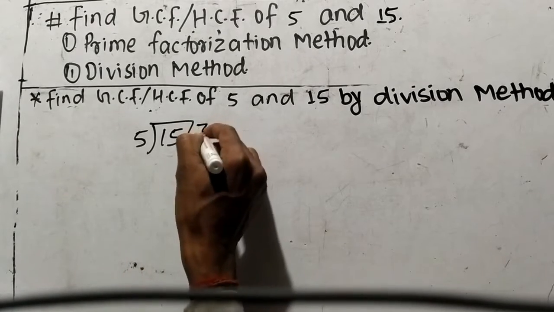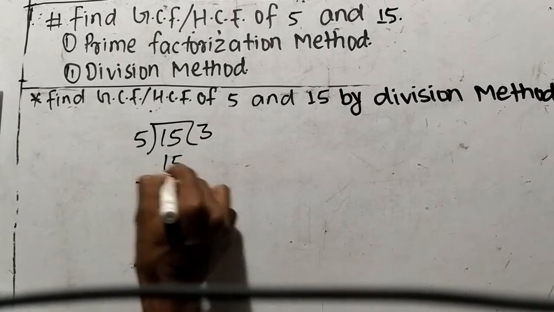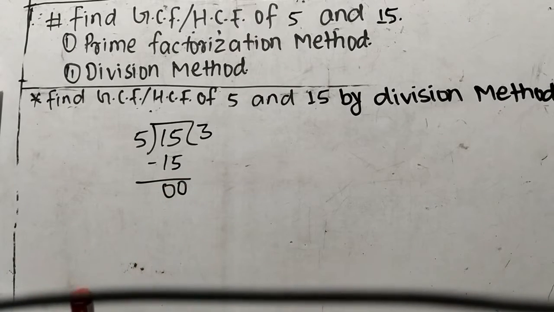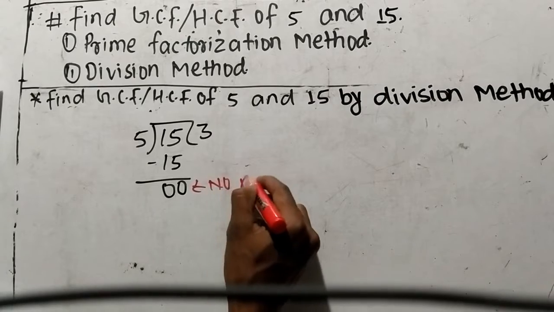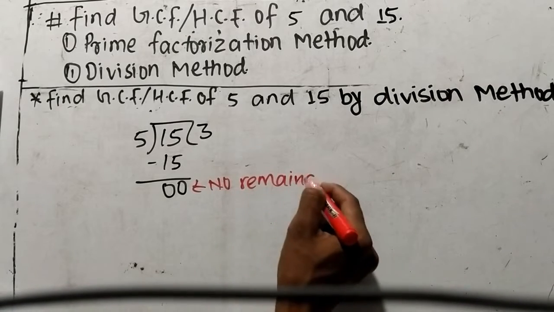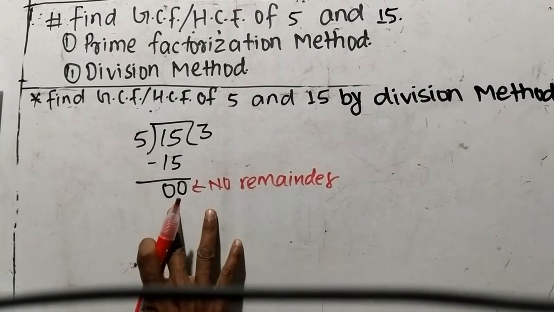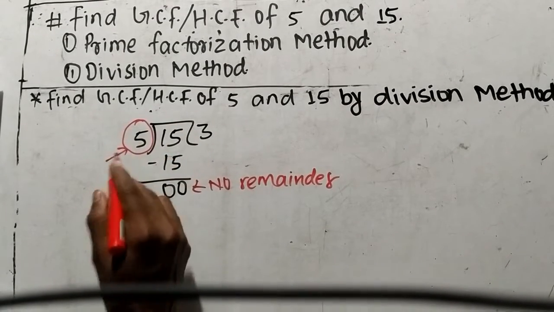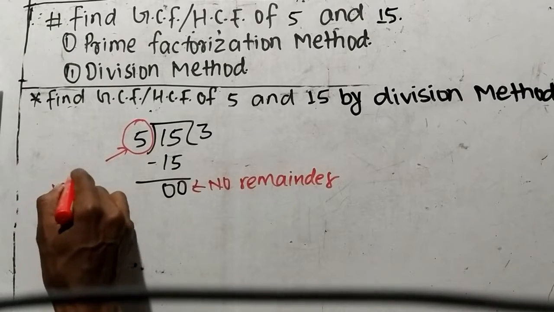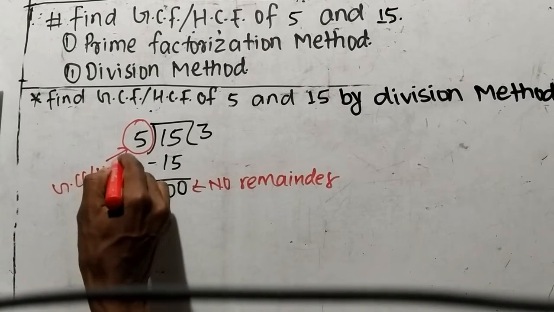So it is 5 times 3 means 15. So the remainder is 0. So as you look here, at last there is no remainder, and the divisor 5 takes no remainder. So it becomes the GCF or HCF.